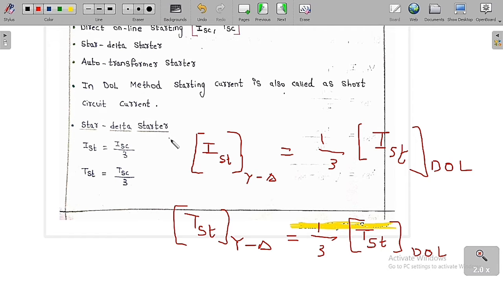And here basically these currents represent the line currents. The starting currents of star delta and the starting currents of DOL are going to represent the line currents.